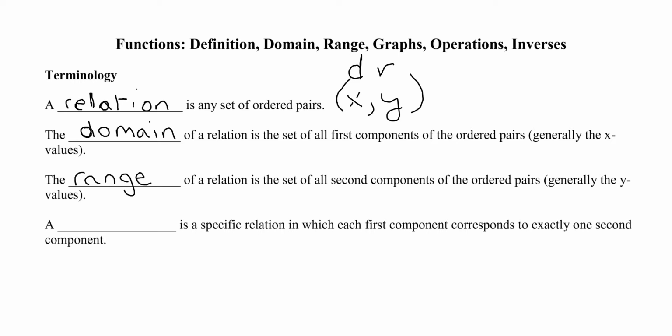And then our last one is a function. So a function looks at a relation, and a relation is a function if each first component corresponds to exactly one second component. And in our case, typically it's each x has exactly one y value to go to.